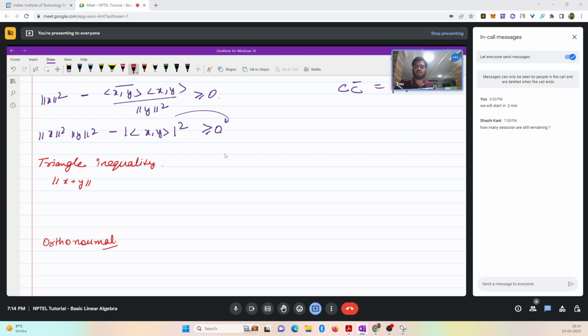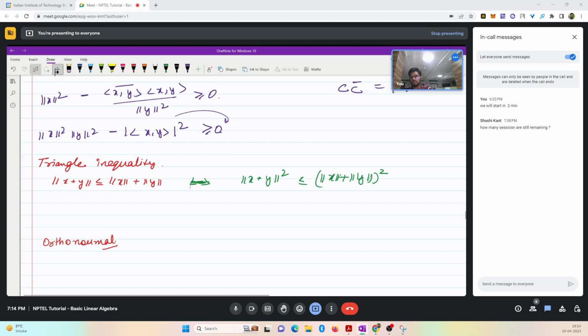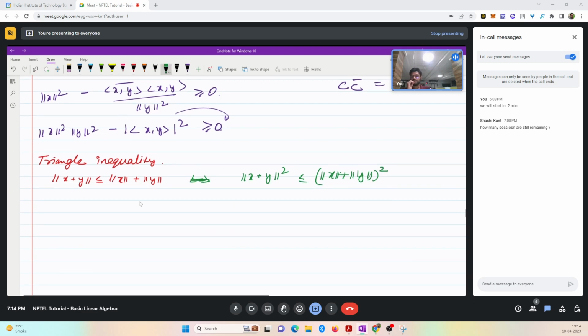What does this say? That norm of x plus y is less than or equal to norm of x plus norm of y. To prove this thing, we'll try to prove that norm of x plus y whole square is less than norm x plus norm y whole square. If we prove this thing, then we'll be proving this only, right? These two are equivalent statements. If you have a less than b, then a square is also less than b square, or vice versa. Okay. So let's start from here.